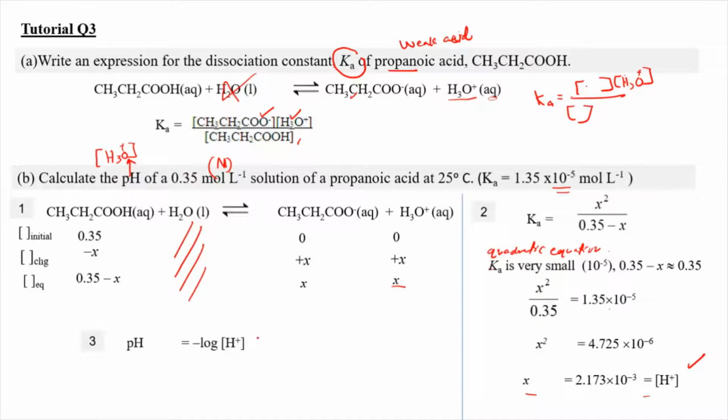And then you can do your pH because you know that pH is equal to negative log H plus. So negative log H plus, here is going to be 2.173 times 10 to the power of negative 3. So once you do the math, you're going to get the pH to be 2.66. So the pH for the propanoic acid is 2.66, which is the weak acid. So this is how we answer tutorial question 3.